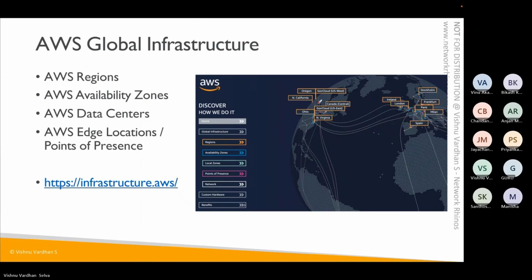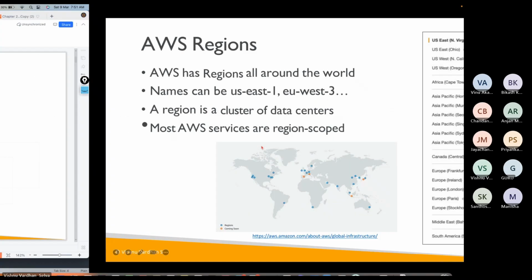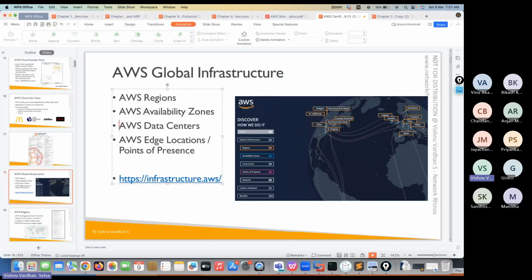Okay. So let's talk about AWS region, availability zone and AWS edge locations. One of the three major terms which you have to understand.